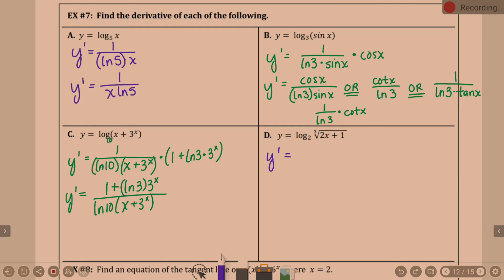Okay. D. If you need a rewrite to get started, it's y equals log base 2 of 2x plus 1 to the 1/3 power if you need that visual. So, 1 over natural log of 2 times cube root of 2x plus 1. And again, in the numerator, what will become b.